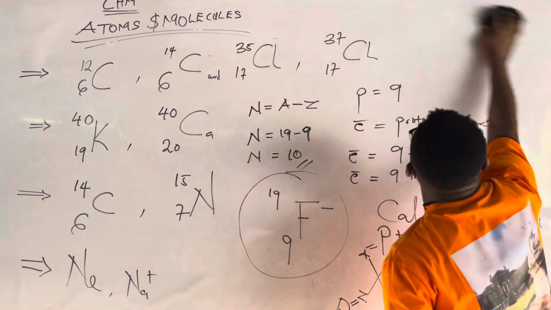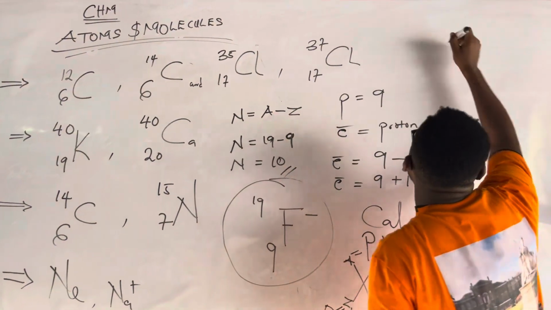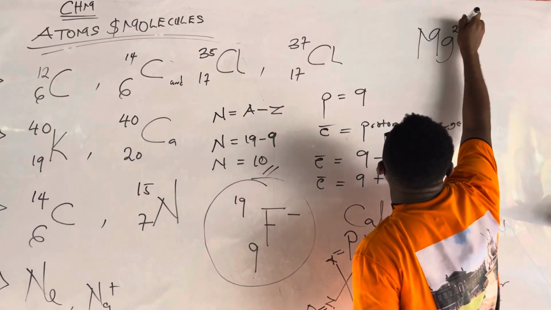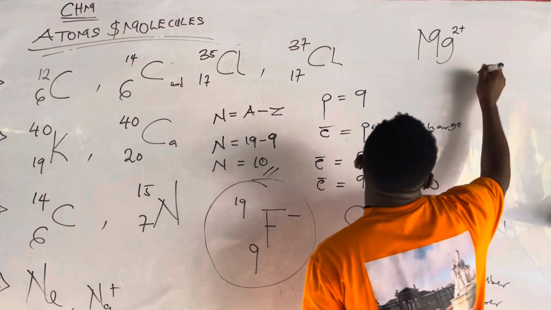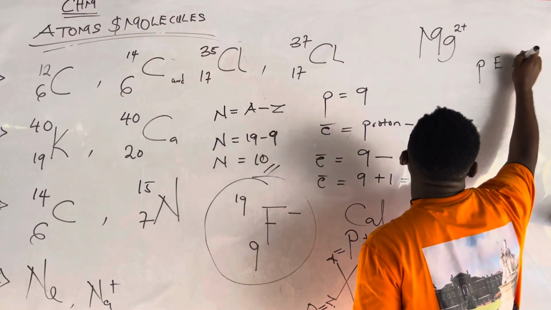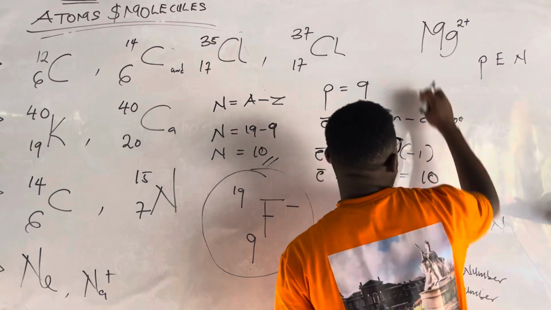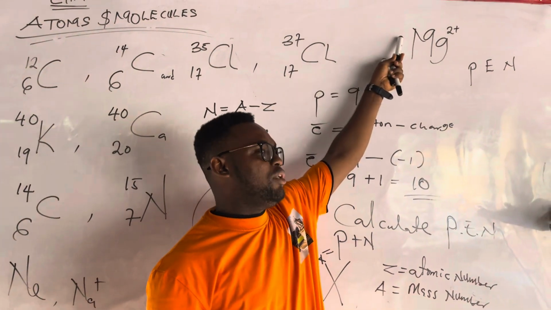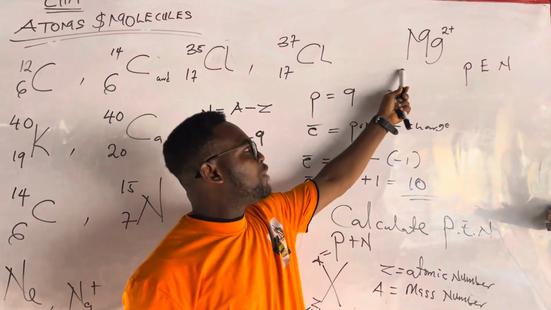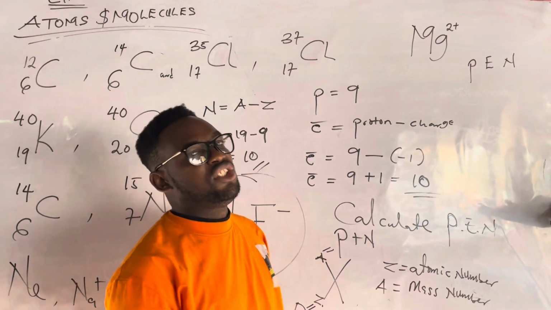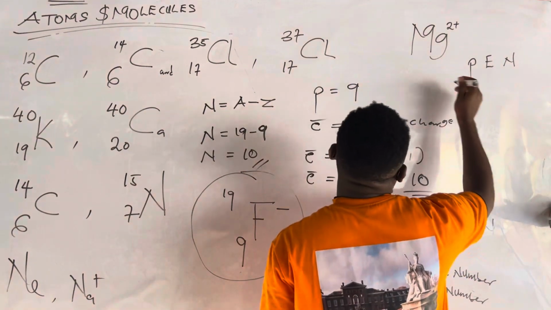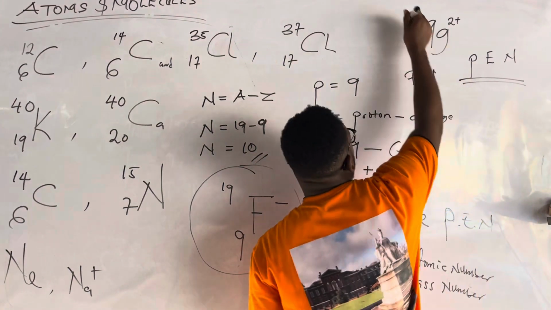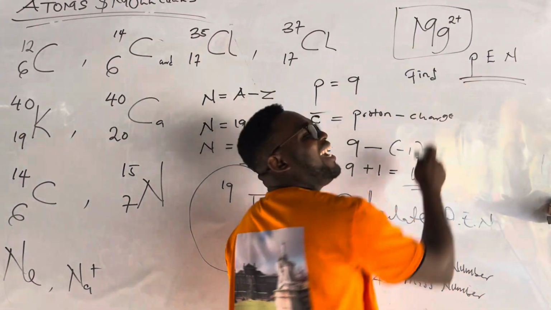All right. Look up here. Everybody will solve it and drop the answer in the comment section. Mg2+. Of course, calculate PEN. I'm not giving you anything here and here, because in this case, I'm assuming you already know the mass number of magnesium and the atomic number of magnesium. So solve this now. Find PEN for this atom now. Drop your answer in the comment section.